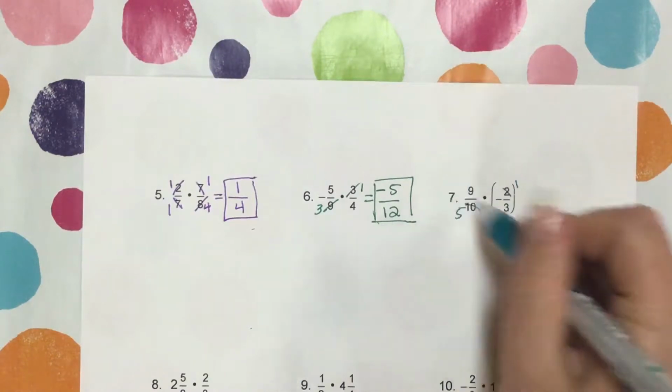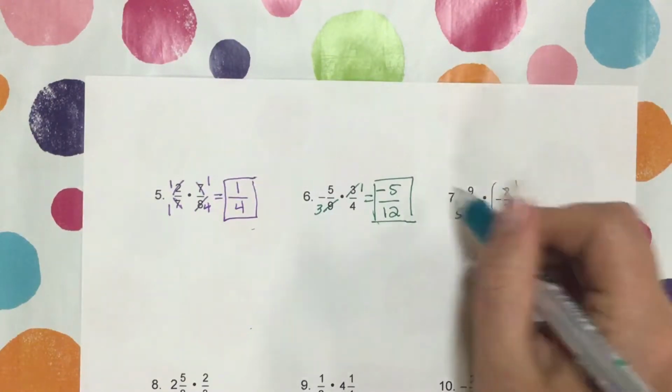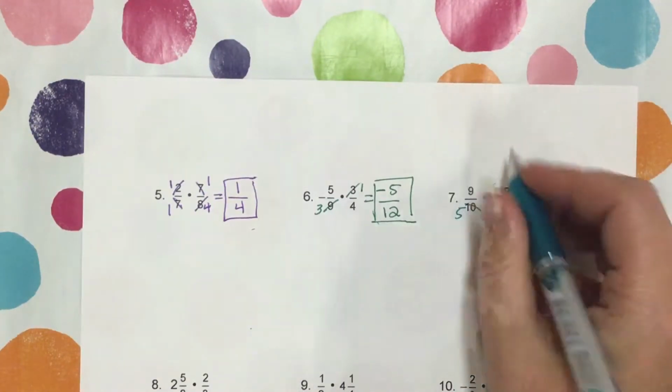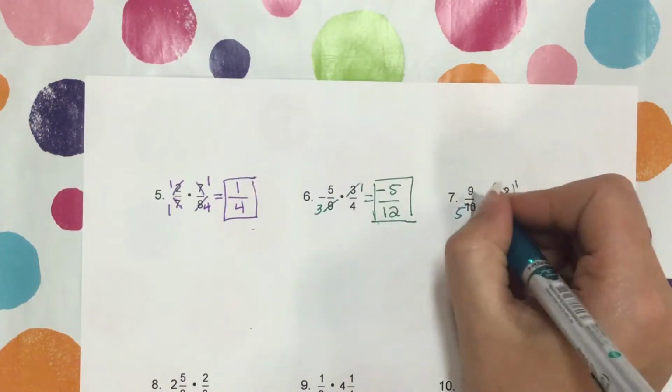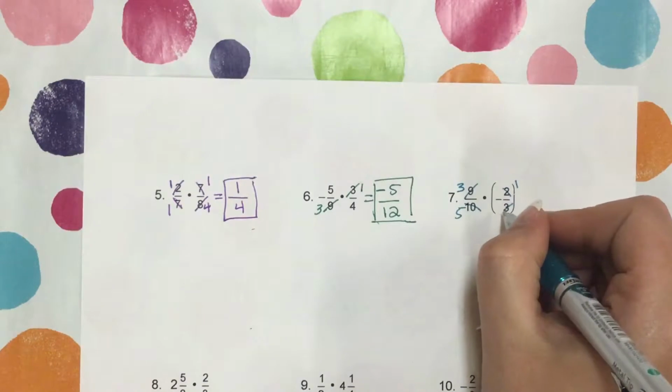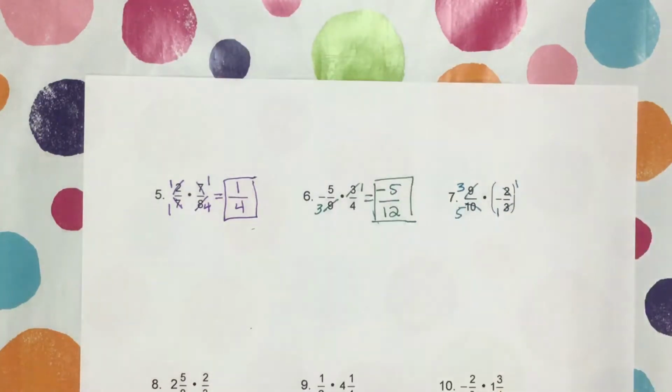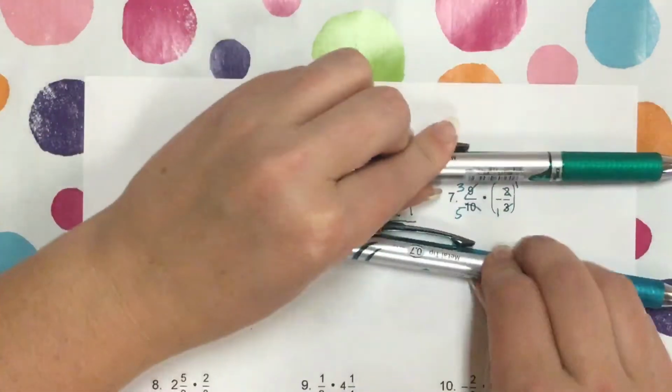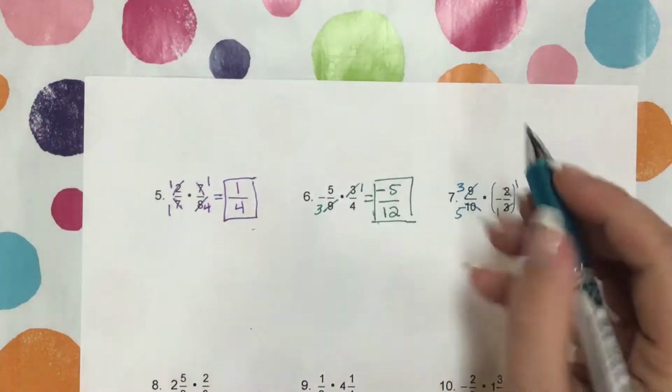What about 3 and 9? Are there any common factors there? And the answer is yes. 3 goes into 3, and 3 goes into 9. 3 goes into 9 3 times. 3 goes into 3 one time. Now that we have cross-canceled, guess what we do? Yes, we multiply across, and that's what we're going to do.